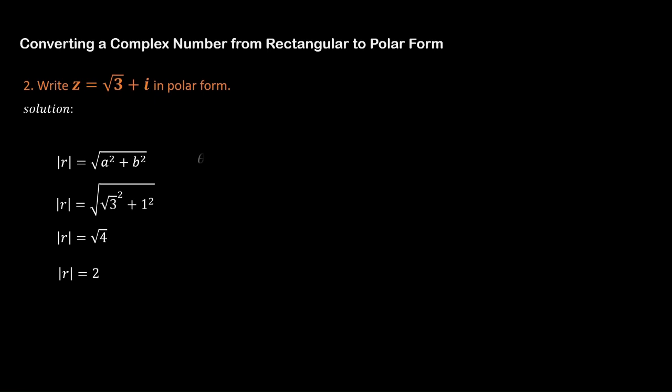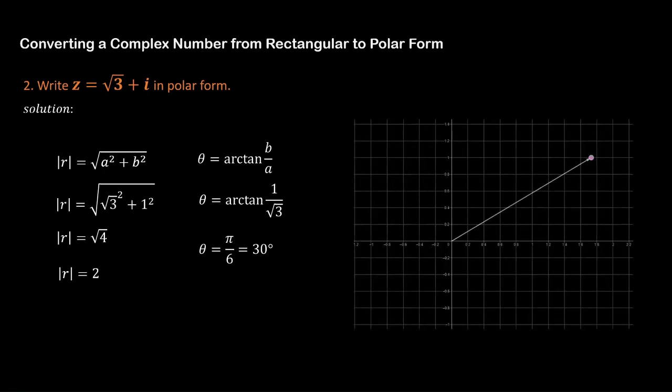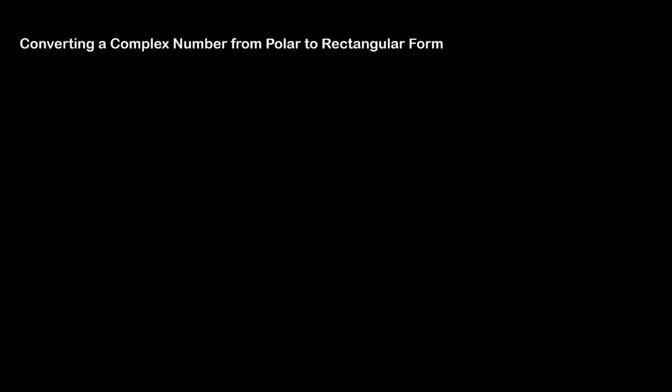For the angle, we will have arctangent of b over a, that is 1 over the square root of 3, and that will be theta equivalent to pi over 6, equal to 30 degrees. Our polar form will be z equal to 2e raised to i pi over 6. Now let's have a problem converting polar to rectangular form.